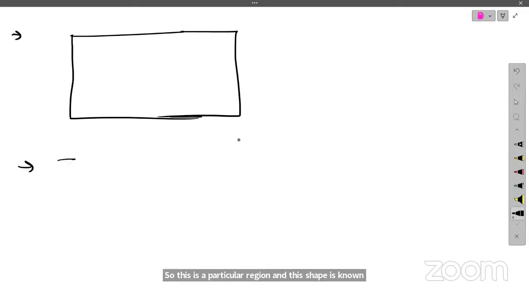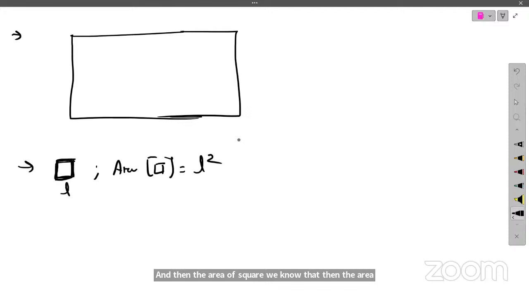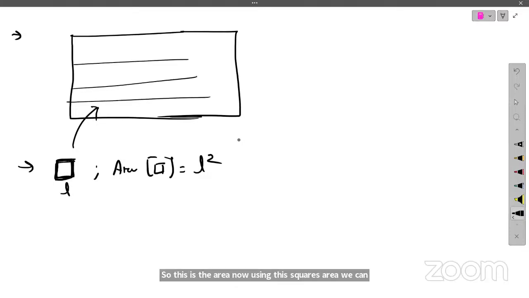And we know that if we have a square, what is the area of the square? Assume that this is a square of length L. Then the area of the square is L square, right? So this is the area. Now, using this square's area, we can compute the area of a rectangle. How? We will just divide this rectangle into squares and then compute.